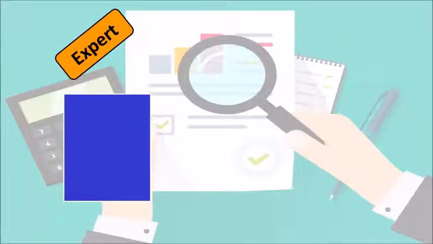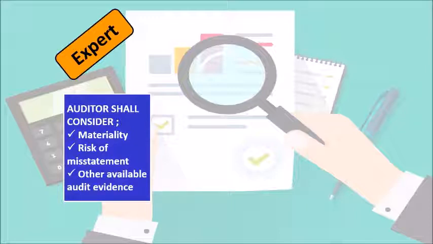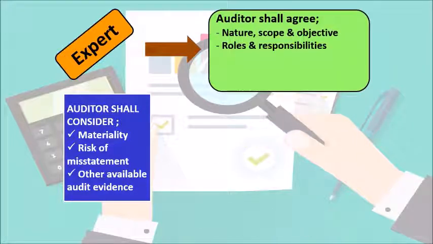If the work of an expert is to be used, auditors shall consider the materiality of the item being considered, the risk of misstatement based on nature and complexity of the matter considered, and the other available audit evidence quantity and quality. An auditor shall agree on matters with the auditor's expert such as nature, scope and objective of expert work, roles and responsibilities of auditors and expert, the nature, timing and extent of communication involved, and also the need for the auditor's expert to observe confidentiality requirements.